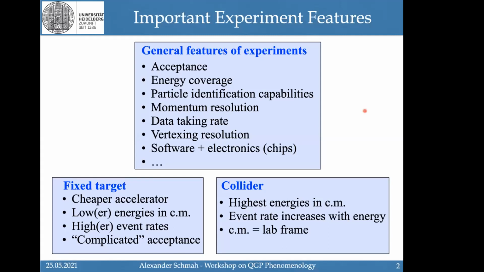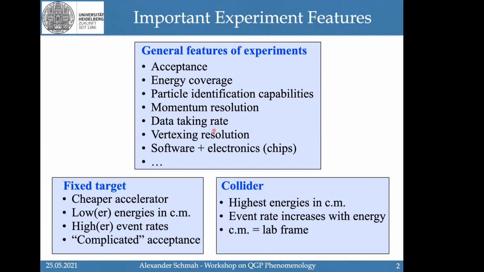There are a few general features which are important whenever you plan and build a detector. For example, which kind of acceptance do you want? What kind of coverage in azimuthal angle and pseudorapidity? What coverage do you want in, for example, transverse momentum? Do you need particle identification capabilities, and which ones: only charged particles, or also, for example, D zeros and so on? For this, you also need special vertex resolution. Momentum resolution is, of course, always important.